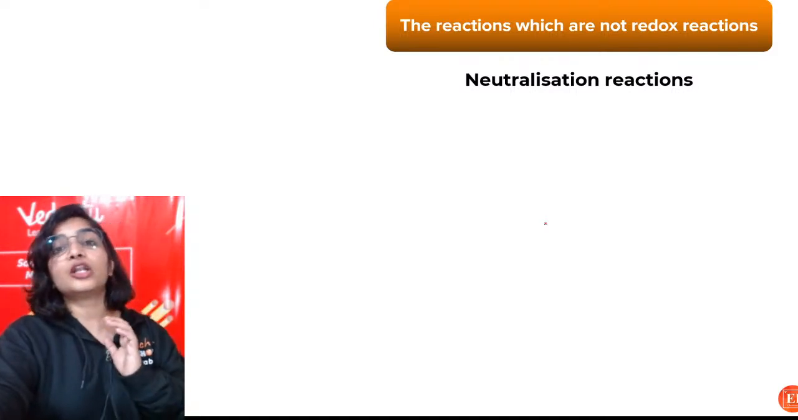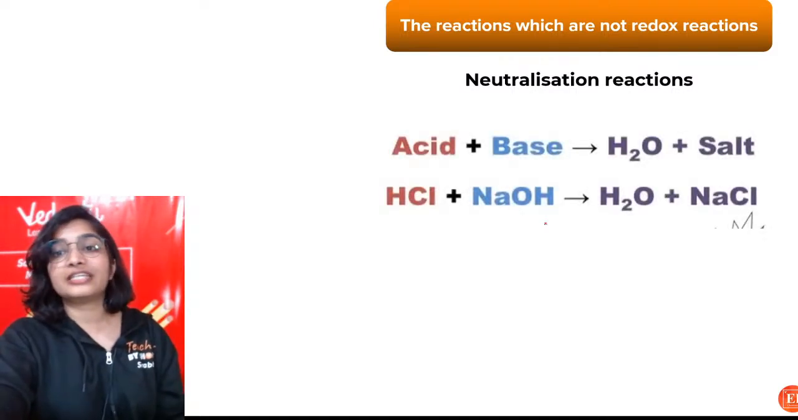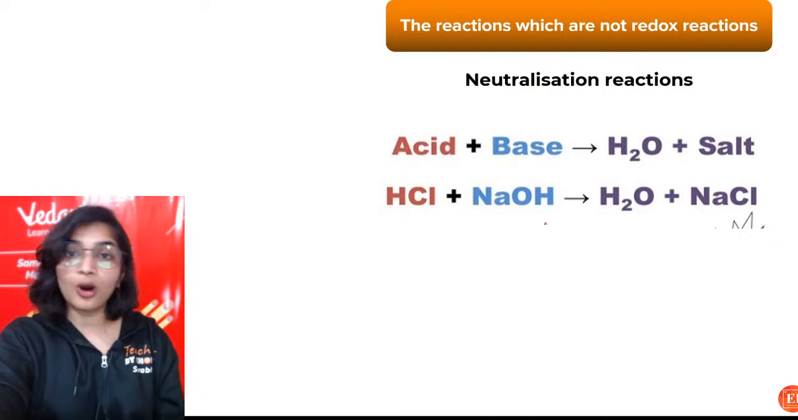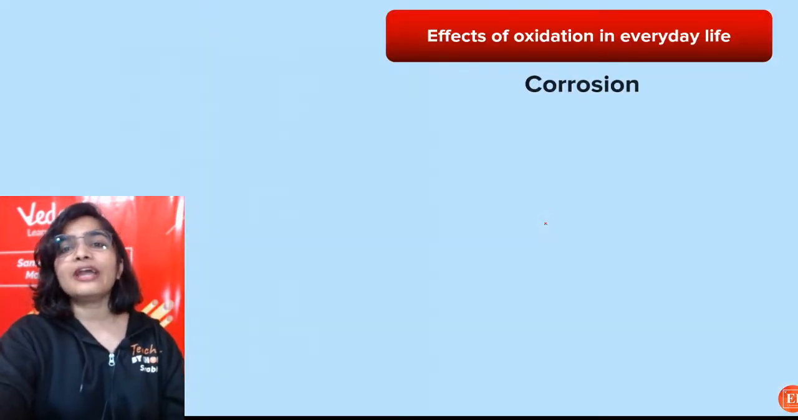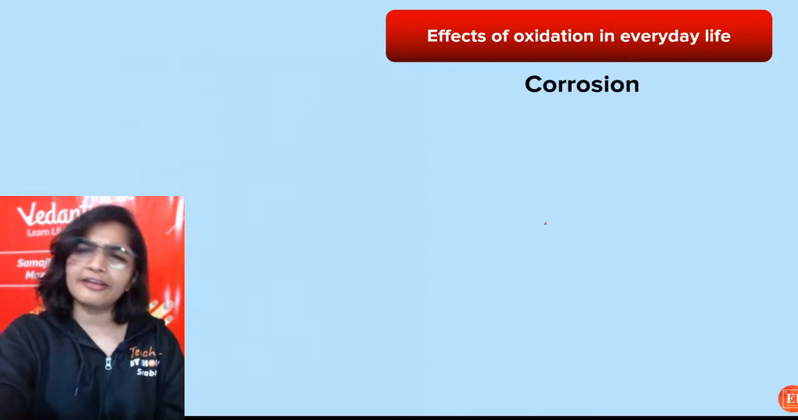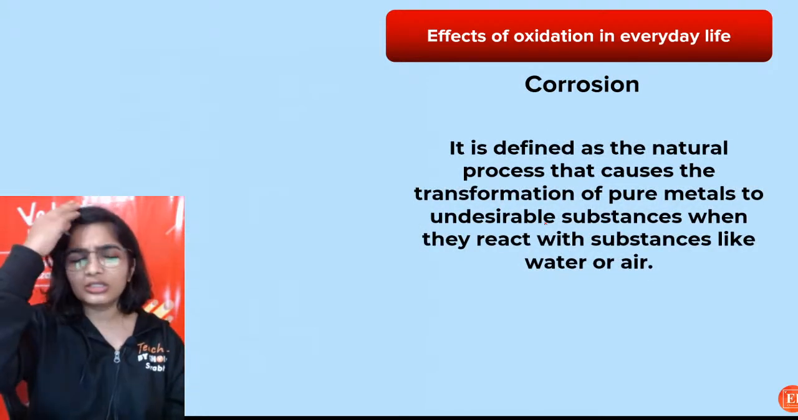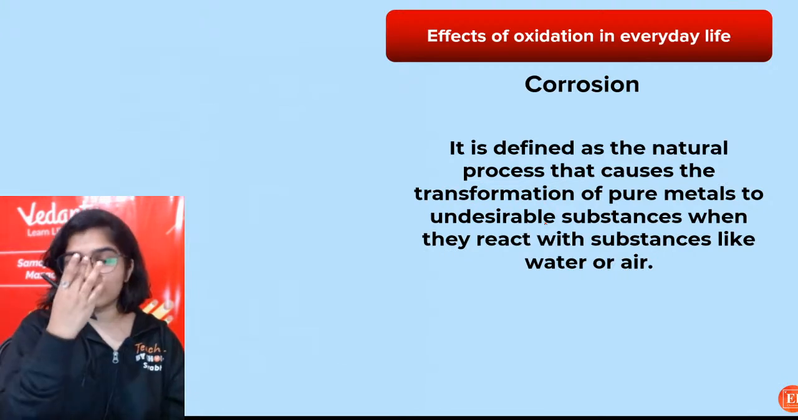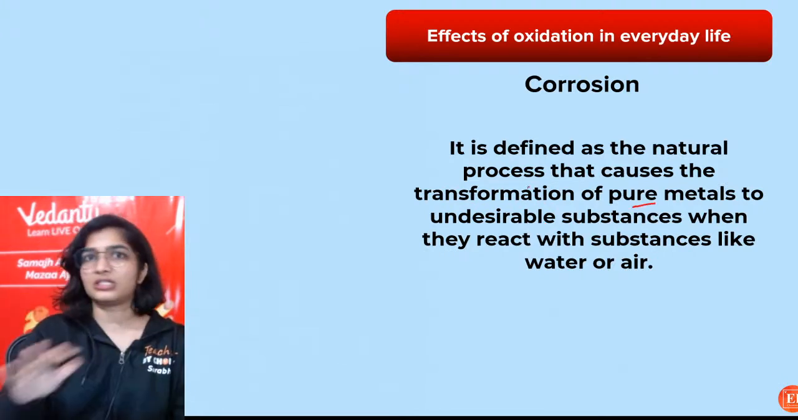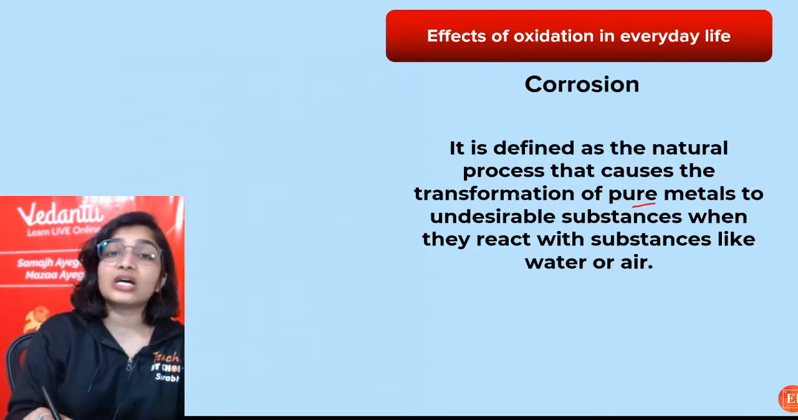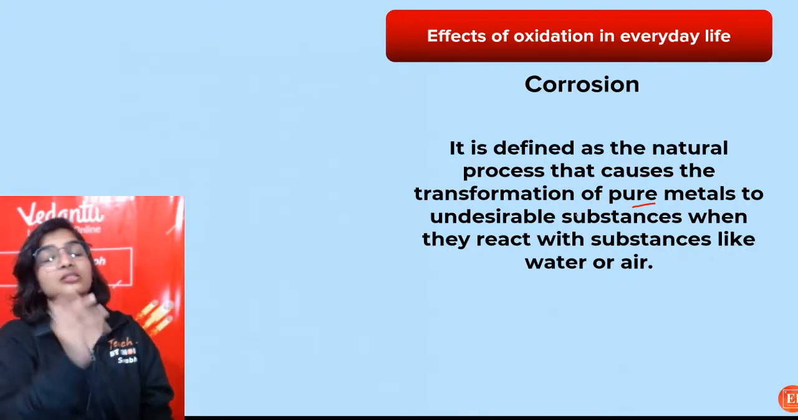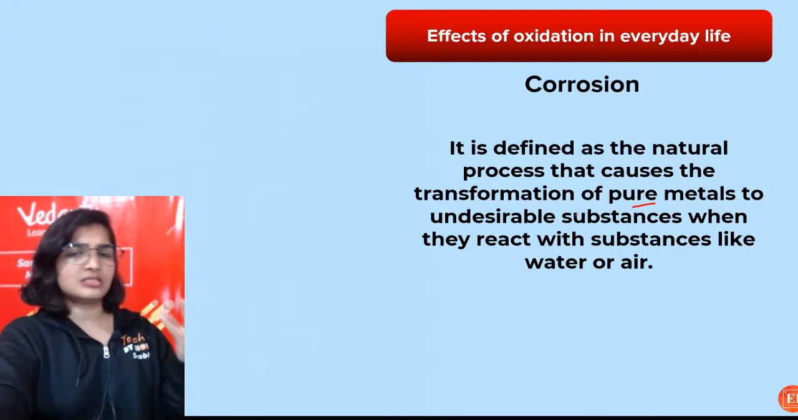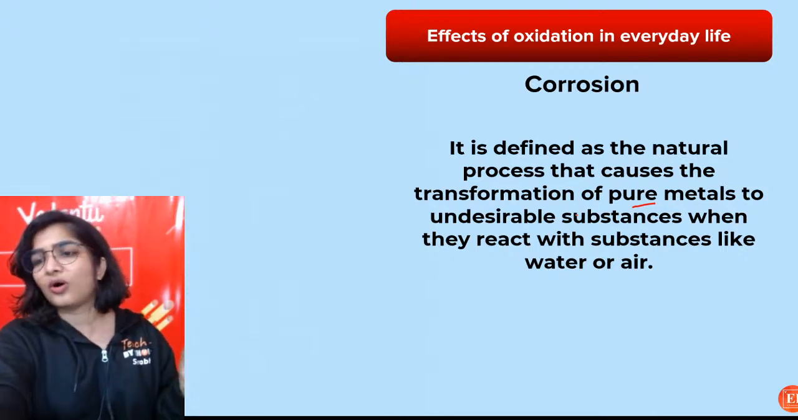The reactions which are not redox reactions include the neutralization reaction. Now, effects of oxidation in everyday life. Corrosion is defined as a natural process that causes the transformation of pure metals to undesirable substances when they react with substances like chemicals, water or air.